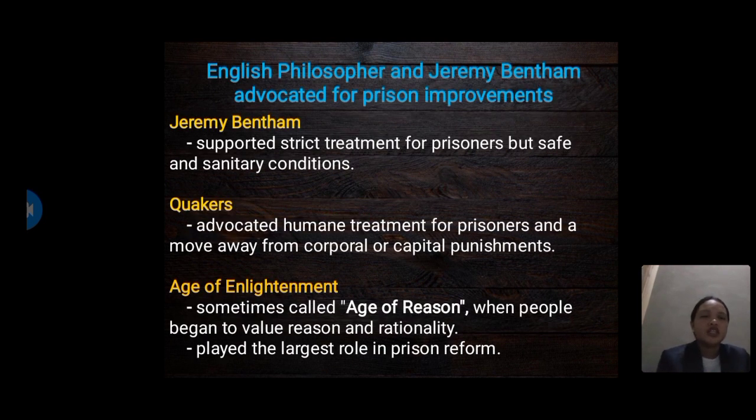So, English philosopher Jeremy Bentham advocated for prison improvements. Jeremy Bentham supported strict treatment for prisoners but safe and sanitary conditions. The Quakers advocated humane treatment for prisoners and a move away from corporal or capital punishment. The Age of Enlightenment, sometimes called the Age of Reason, when people began to value reason and rationality, played the largest role in prison reform.